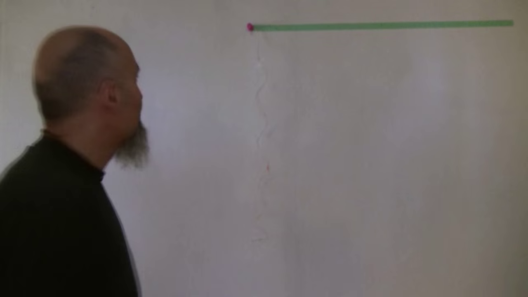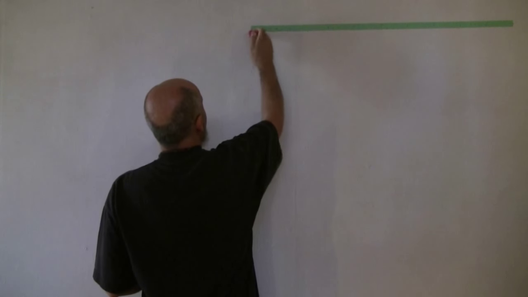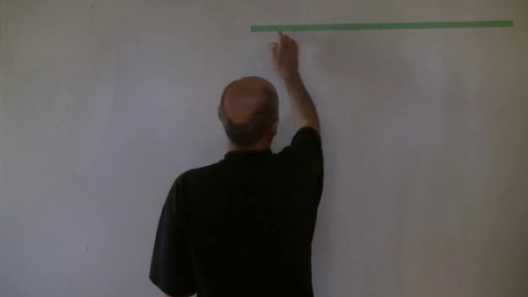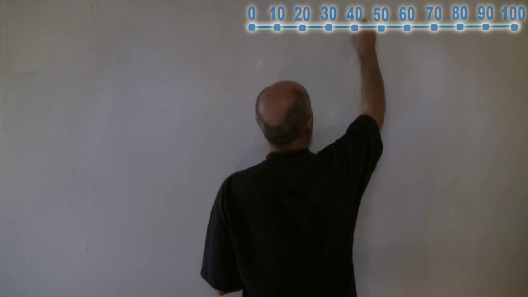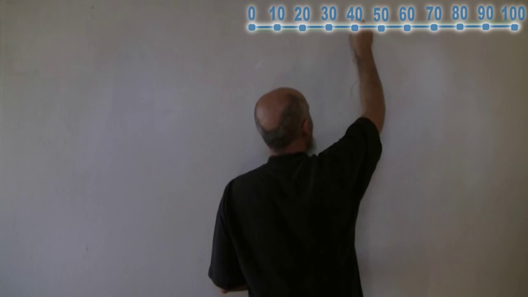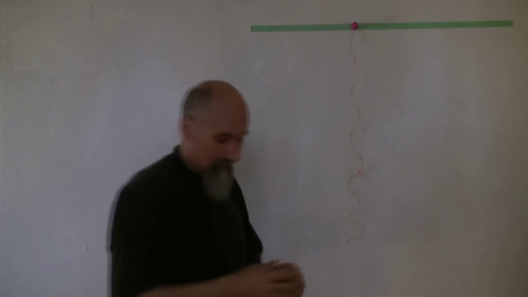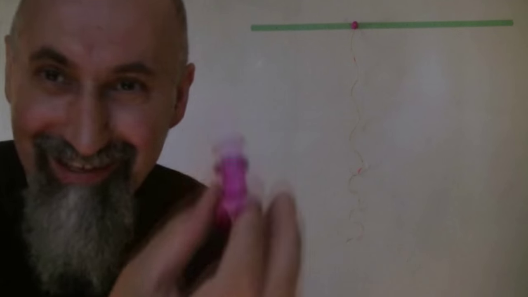So I'm gonna take this guy down, and I'm gonna put this where 40 centimeters is. So 10, 20, 30, 40. And I'm gonna go approximately in the center of the tape. And I'm gonna take another tack, right? I'm gonna tie my rope to it, my measuring tape, I guess.